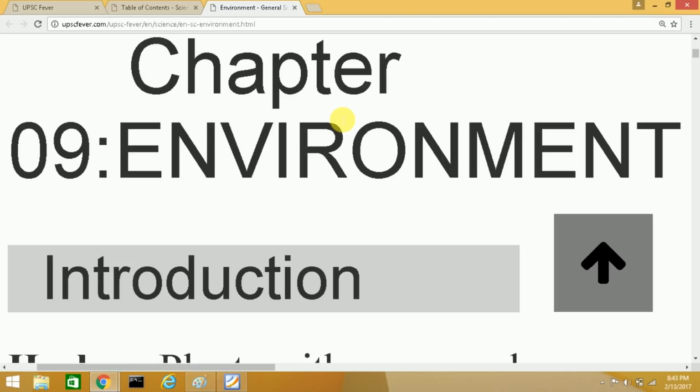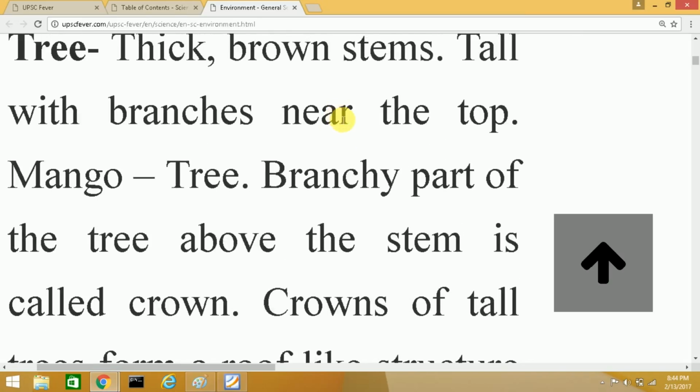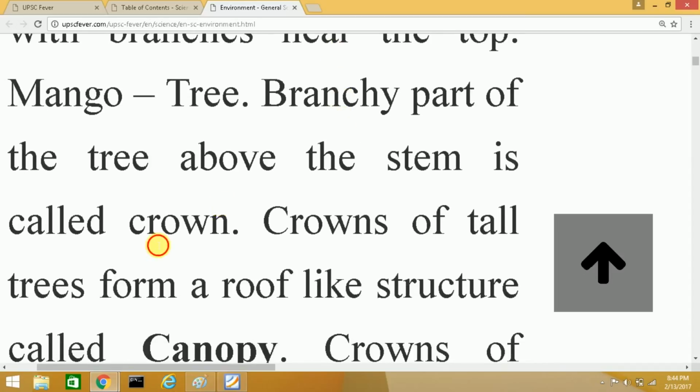Trees are thick with brown stems. They are very tall with branches near the top. Mango is an example of tree. Banyan is also an example of tree, and many others are there. Usually in trees we see that the branchy part of the tree, many branches are there towards the top, and that is known as the crown of the tree. So you may note that down. Branchy part of the tree is known as crown.